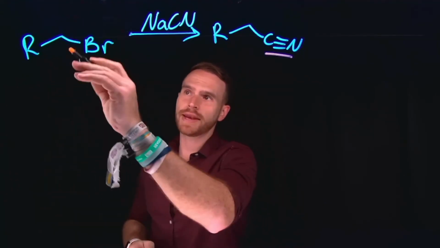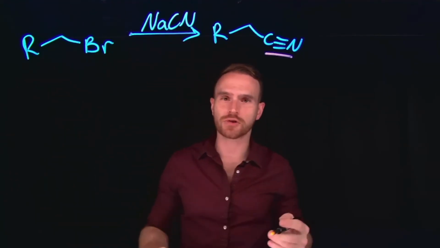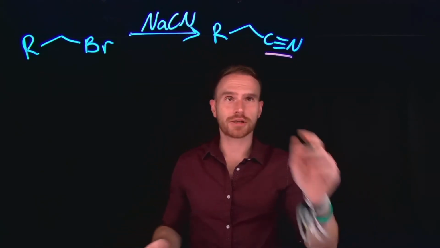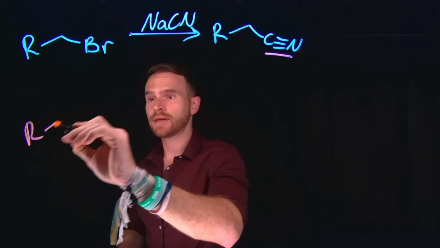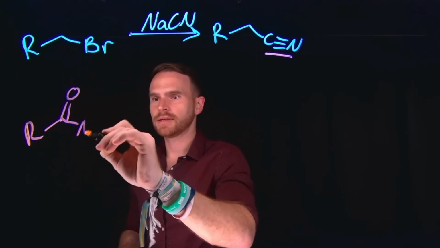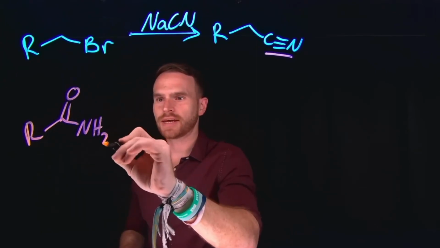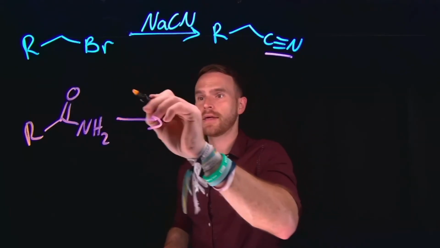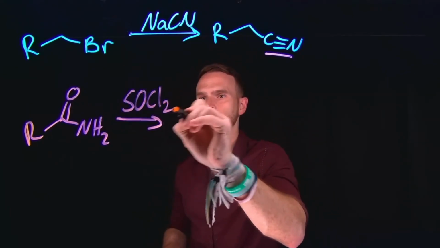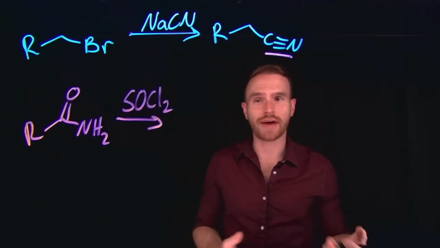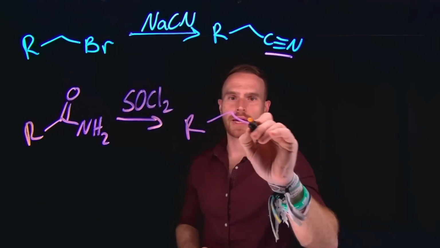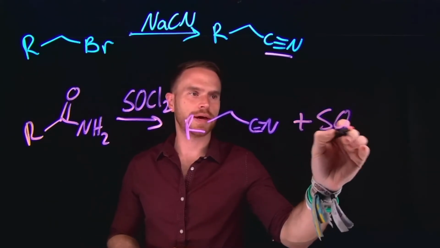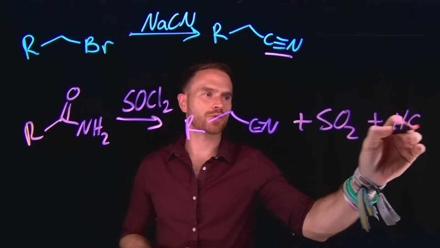For example, an alkyl bromide will undergo a substitution reaction with sodium cyanide to create our brand new nitrile. Additionally, nitriles can be made from amide bonds. So remember, an amide is going to be a carbonyl compound that contains a nitrogen-containing group on the carbonyl carbon. By adding, again, that thionyl chloride that we've learned about in the preparation of acid chlorides, we create our brand new nitrile. And the byproducts of this are going to be sulfur dioxide and hydrochloric acid.